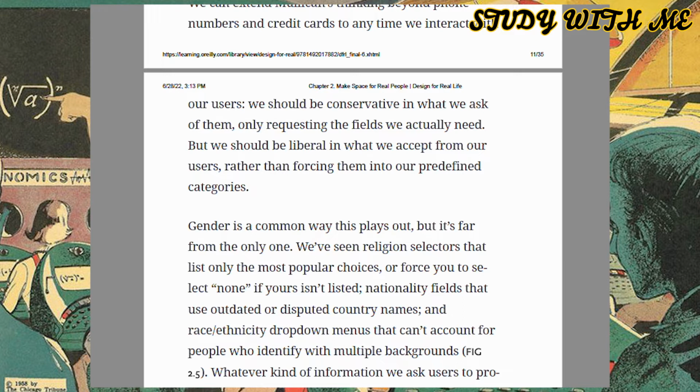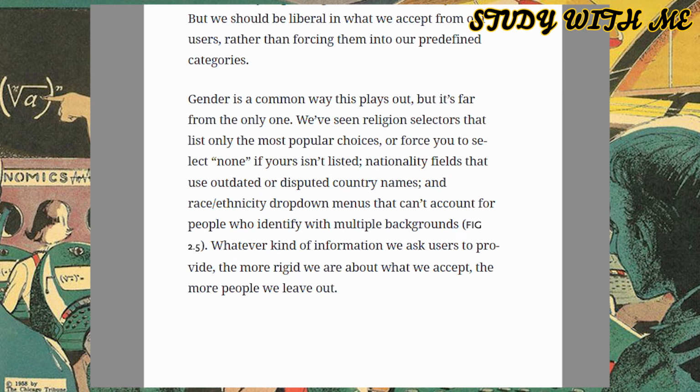We've seen religious selectors that list only the most popular choices or force you to select none if yours isn't listed. Nationality fields that use outdated or disputed country names, and race ethnicity drop-down menus that can't account for people who identify with multiple backgrounds. Whatever kind of information we ask users to provide, the more rigid we are about what we accept, the more people we leave out. Accept a broader range of answers.